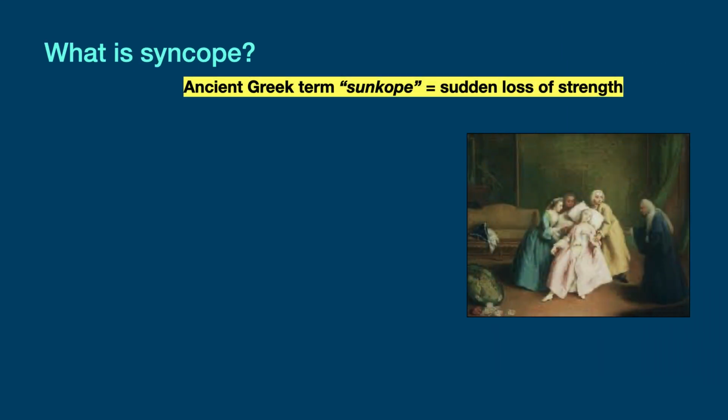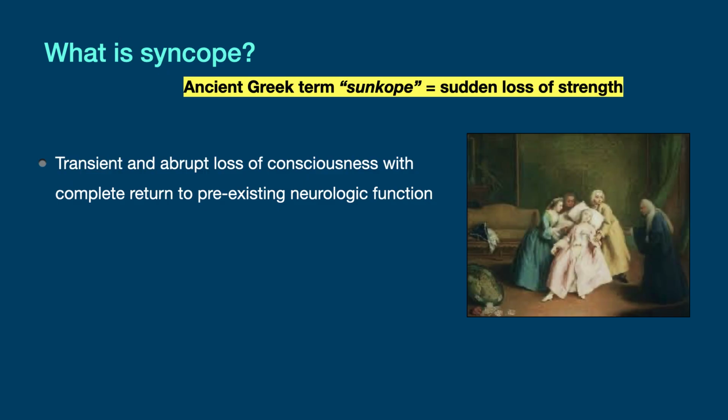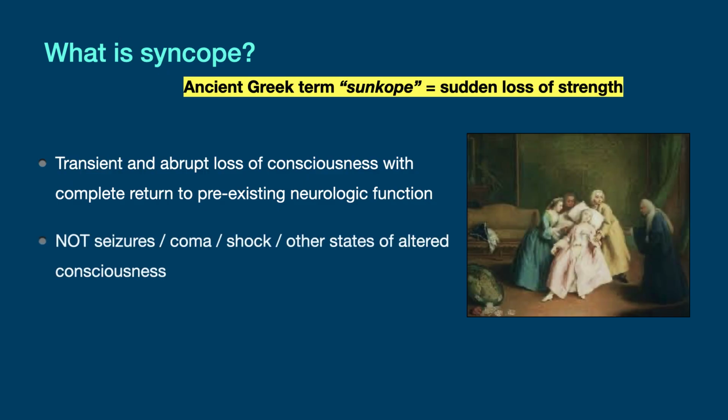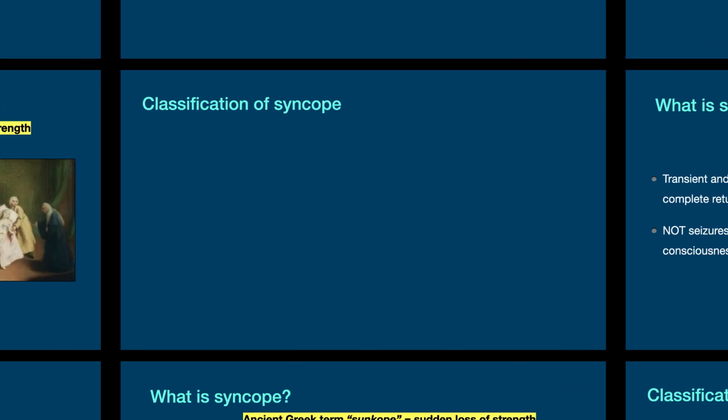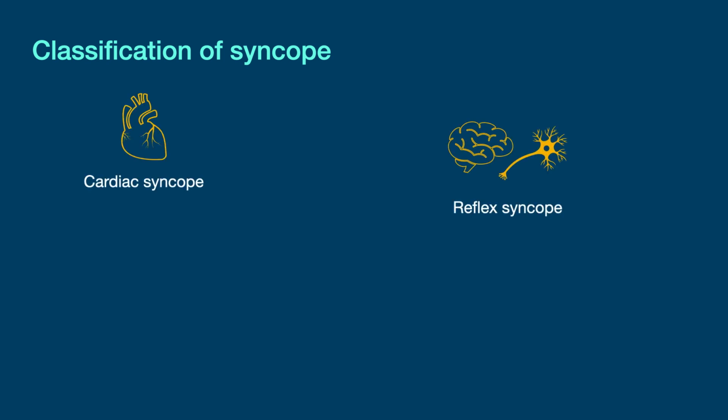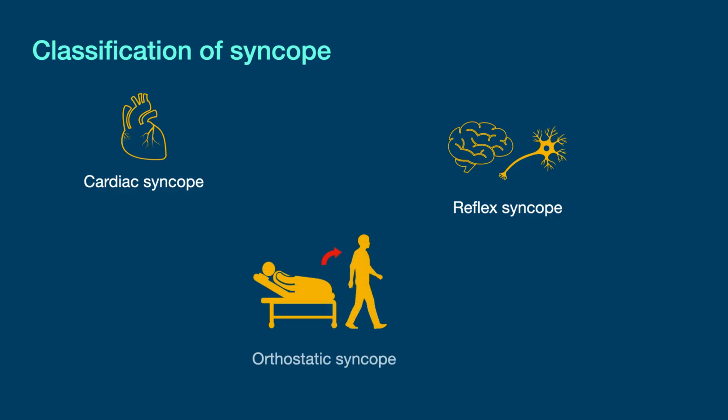So, what is syncope? The term syncope comes from the ancient Greek term syncope, which means sudden loss of strength. Syncope is defined as transient and abrupt loss of consciousness with complete return to pre-existing neurologic function. This definition excludes seizures, coma, shock, and other states of altered consciousness. Syncope is classified as cardiac syncope, neurally mediated or reflex syncope, and orthostatic syncope. These three large categories will be elaborated individually as we carry on in this module.